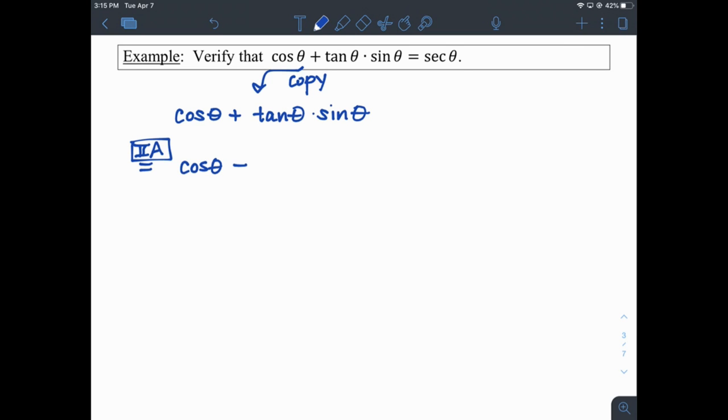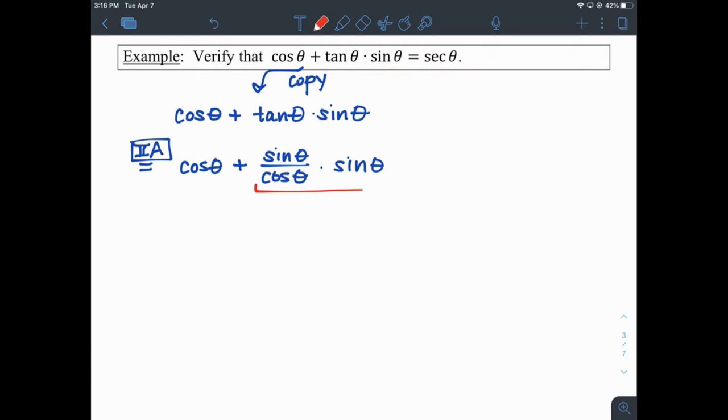Cosine theta in the front stays. Tangent gets replaced with sine over cosine. Please, please, please, even though I don't say it out loud, make sure that you put those thetas with the sine and the cosine. No little naked trig functions flying around. Everybody needs to have their theta on. All right, and then sine theta back here.